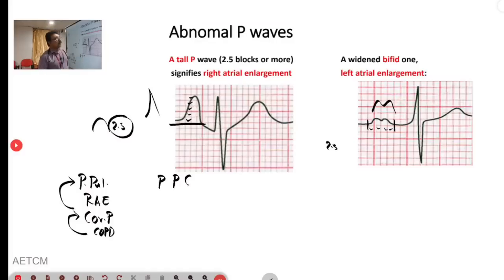Here the P waves have an M pattern. So this is called P mitral, M for mitral, P mitral. This indicates left atrial enlargement. This is classically seen in left atrial enlargement due to mitral regurgitation or mitral stenosis. So a mitral valve lesion produces left heart and left atrial enlargement. This is called P mitral.